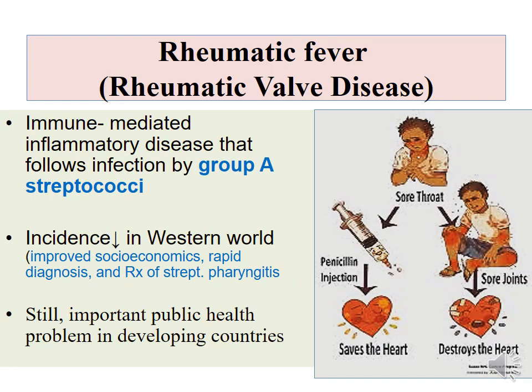Rheumatic fever, or rheumatic carditis, or rheumatic valve disease, they all mean the same thing. This disease is an immune-mediated inflammatory condition that follows infection caused by group A beta-hemolytic streptococci. The incidence of this condition has dropped in Western world thanks to the improved socio-economic status, the rapid diagnosis and treatment of streptococcal pharyngitis by antibiotics. This problem, however, is still an important public health problem in developing countries.